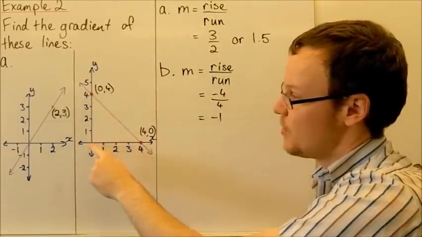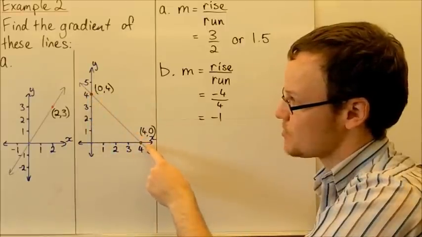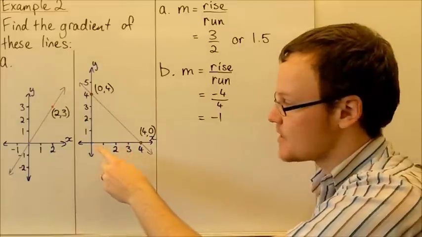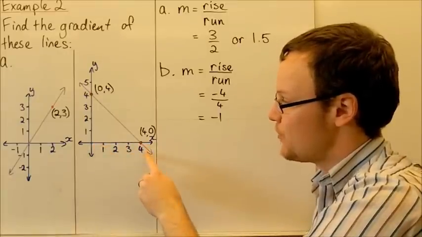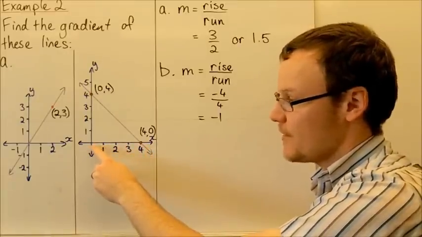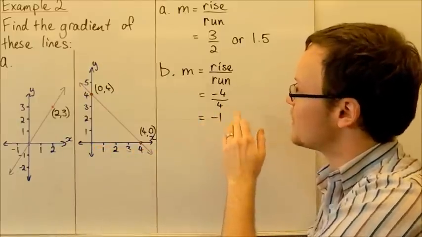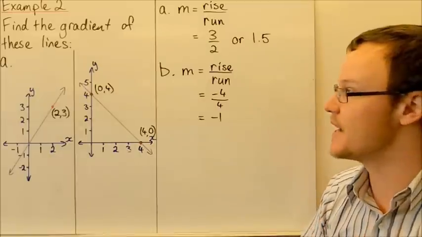We've decreased by 4 down the Y-axis as we've gone along the line. Looking at what the x-axis has done, it's gone from 0 to 4. So our run along the base here is going to be 4. So negative 4 divided by 4 is negative 1.